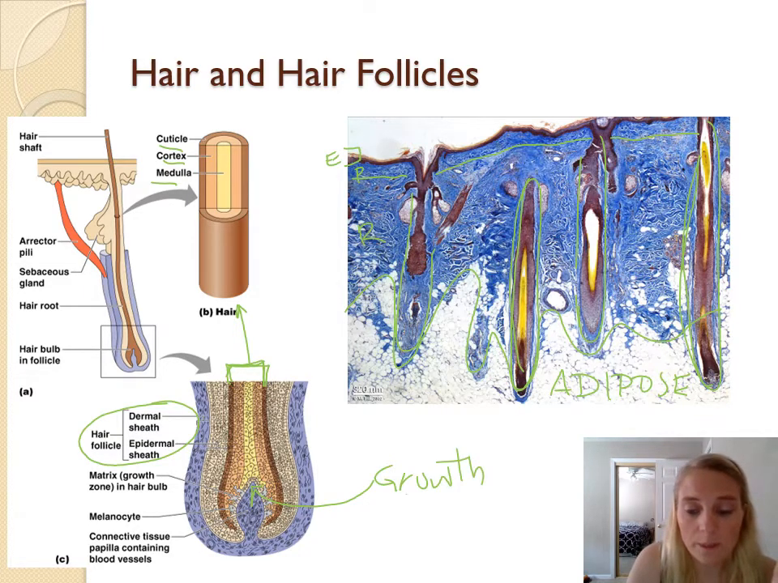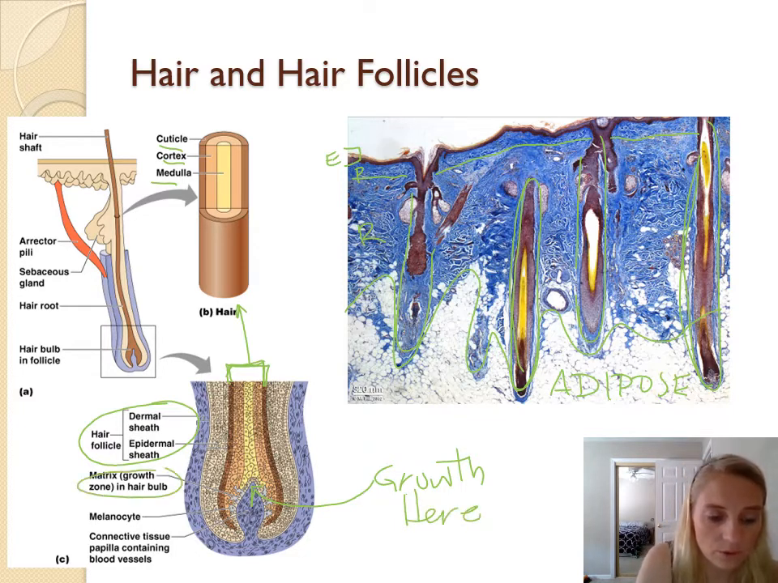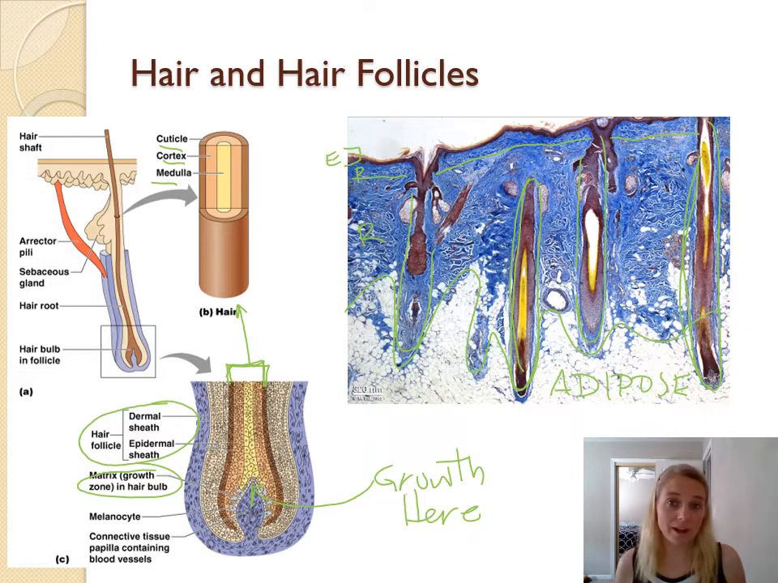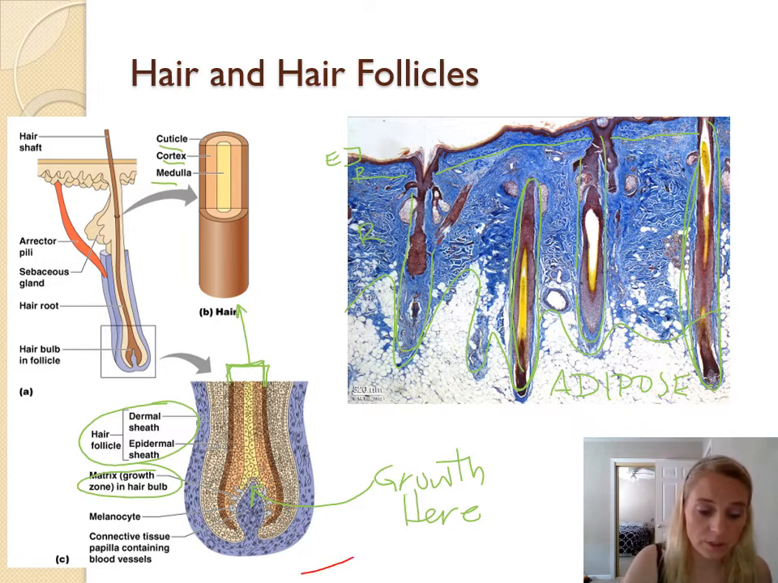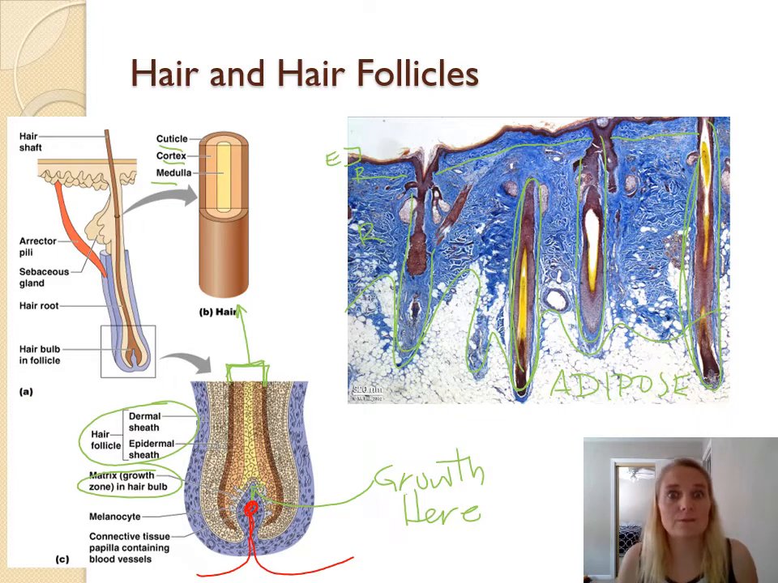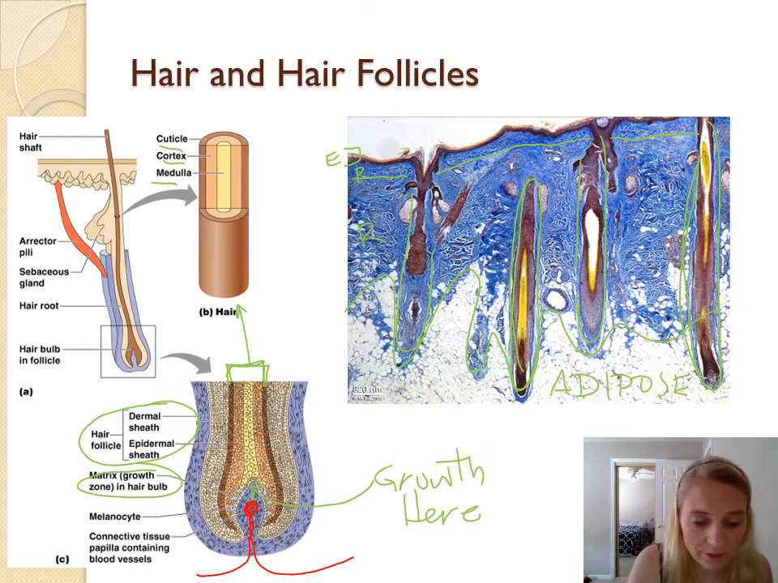This is the area that's called the matrix, the growth zone or the growth matrix. So this is where it's vascular. There are blood vessels that come up in here and give nutrients and oxygen and take away waste products. So these cells are all living.